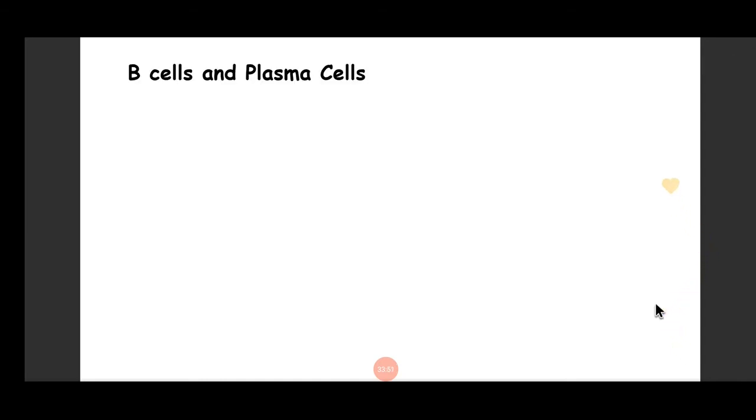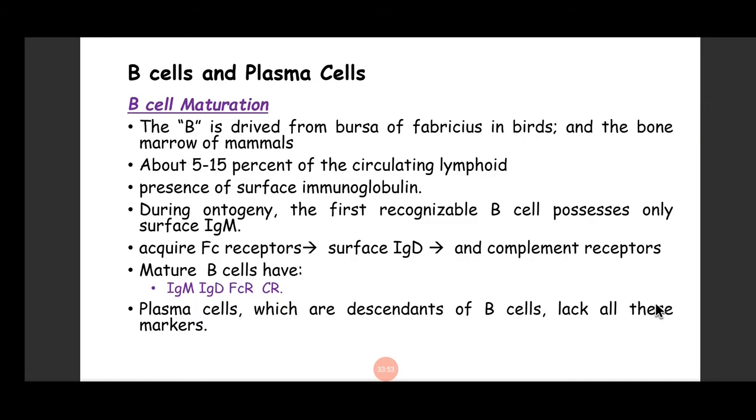Now, talking something about the B cells and plasma cells. B cells are another lymphocytes, and this B is derived from bursa of Fabricius in birds and bone marrow of mammals, because they develop in bone marrow in mammals and in bursa of Fabricius in birds. Incidentally, both start with B. So these are called B cells.